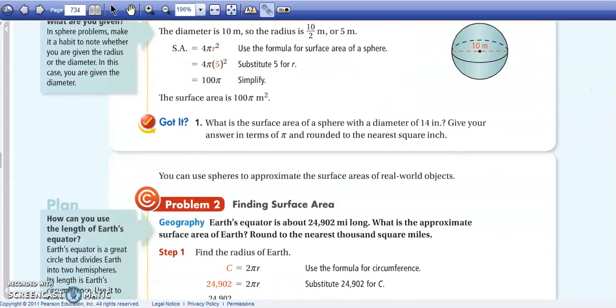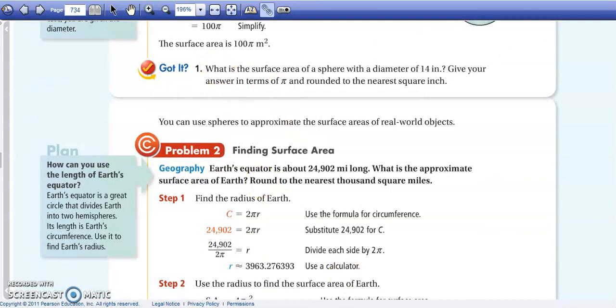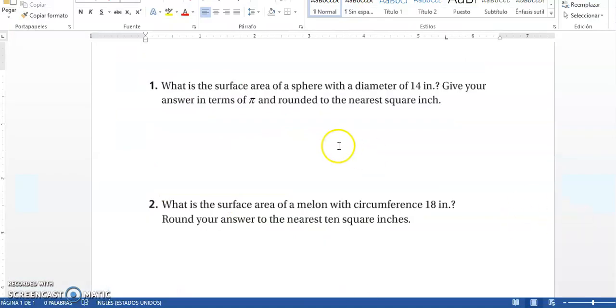Now I will apply it to solve exercise 1 and exercise 2 in the book. Exercise 1 says: what is the surface area of the sphere with a diameter of 14? Remember the surface area formula: 4 times pi times the radius squared. We don't have the radius, but the radius is half of the diameter. Half of 14 is 7, squared.